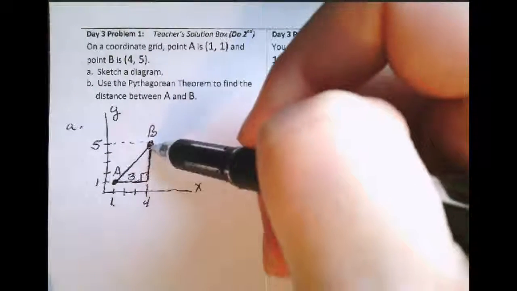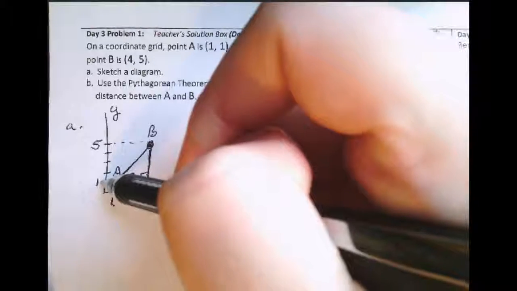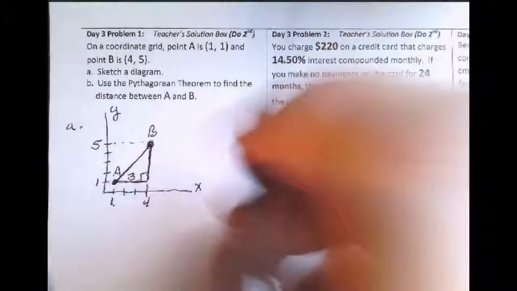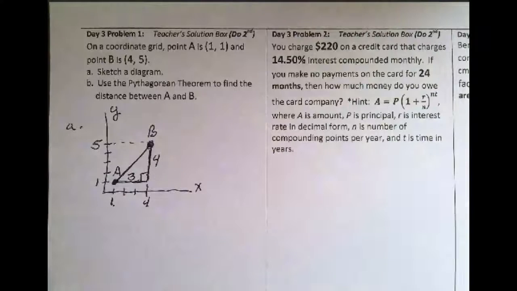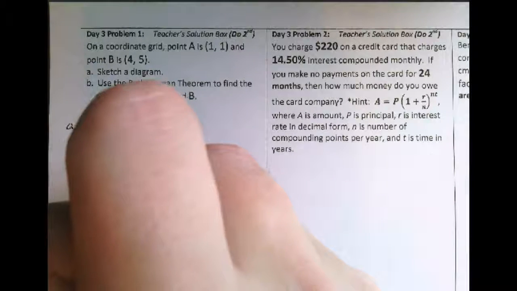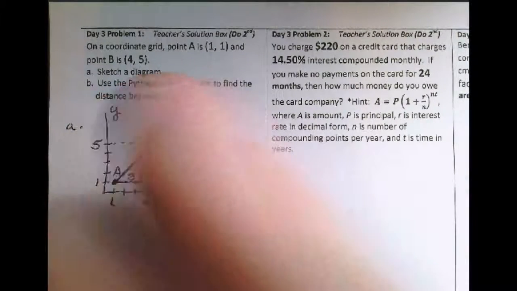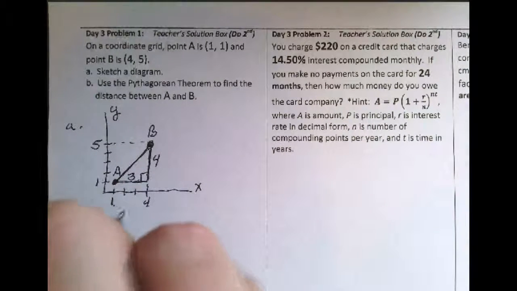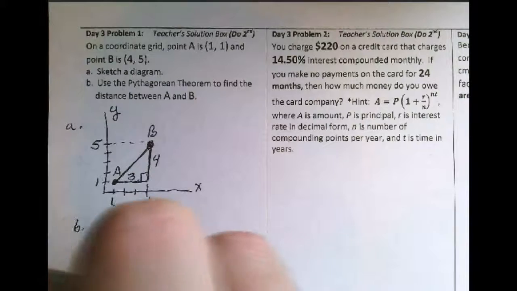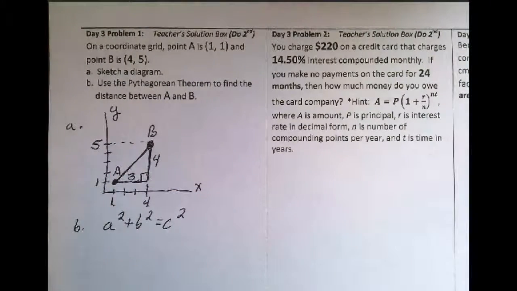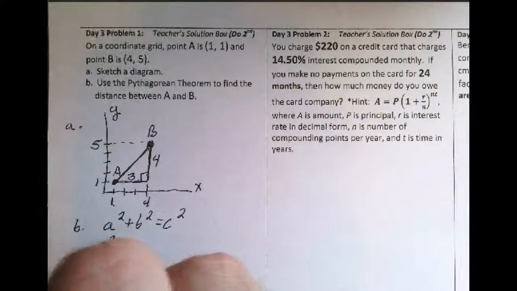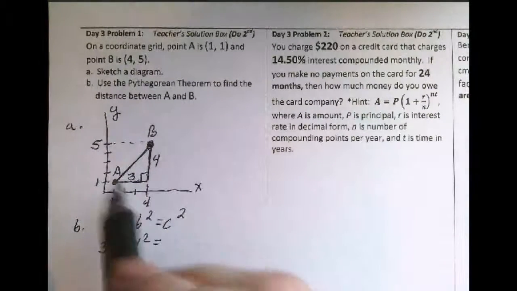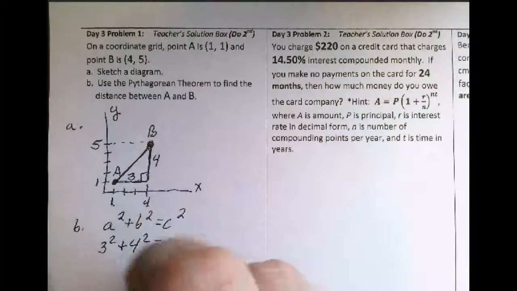How tall is this triangle? It stretches from 1 to 5. That's 4 units apart. Then with the Pythagorean theorem, we can find the length of that hypotenuse. So question B, the Pythagorean theorem is a squared plus b squared equals c squared. The shortest leg is 3, that goes in for A. The other leg is 4, that goes in for B. And the hypotenuse of this triangle is segment AB.